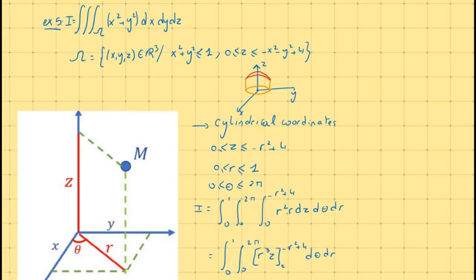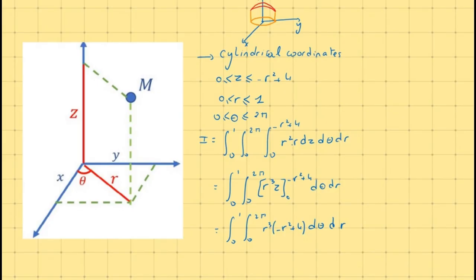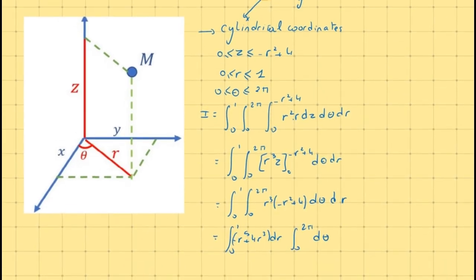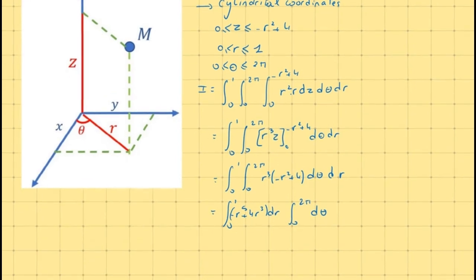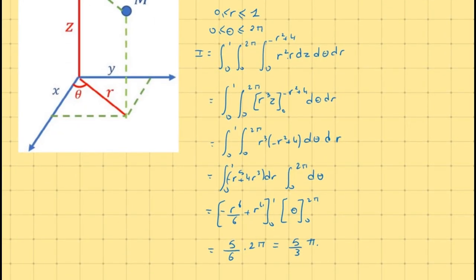So we just integrate, we get r³z between the two boundaries, we replace, and then we get a function that can be separated between 0 and 1 for dr and 0 to 2 pi for theta, and then doing a very simple calculation we can get to the result, which is 5 over 3 times pi.